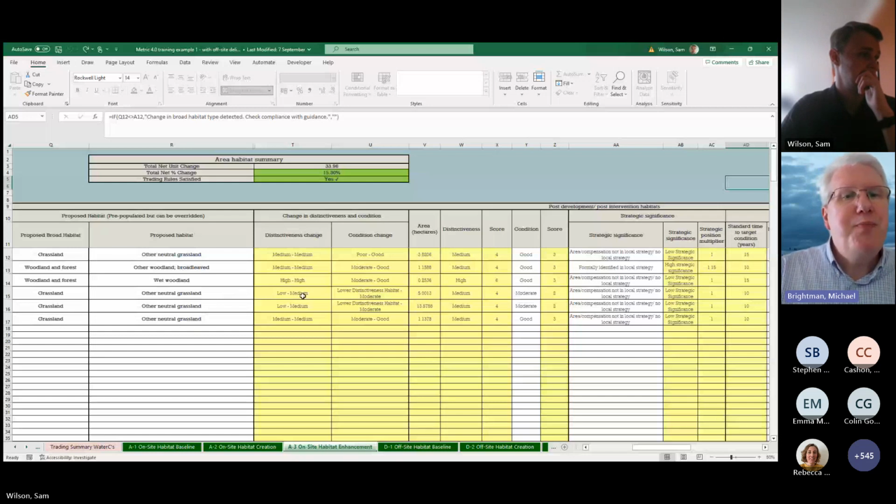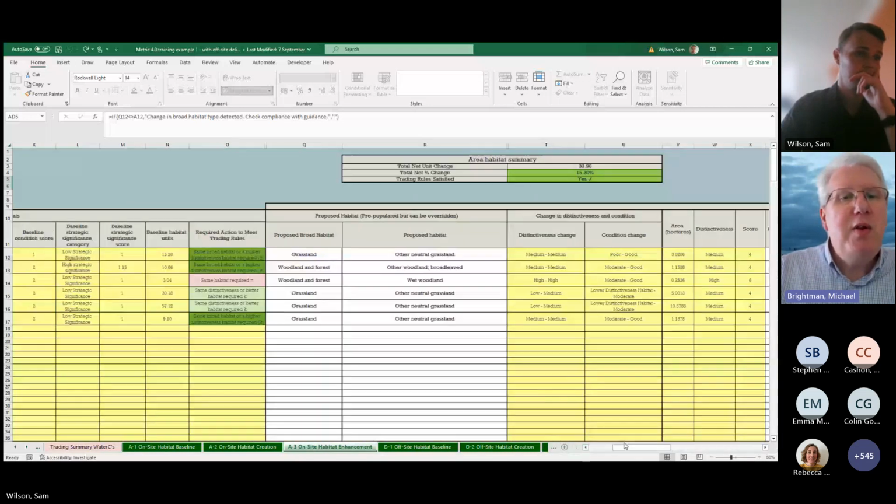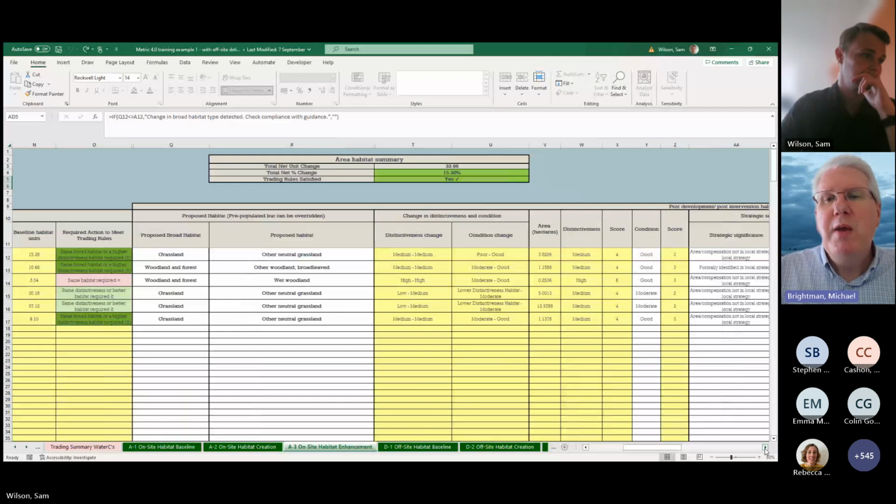So the top example there is at baseline, it's under neutral grassland, but in poor condition, and we're enhancing that in this example from poor to good. We've got some other broadleaf woodland that we're enhancing the condition from moderate to good, as we are with the wet woodland. But on the next one down, you'll see the proposed habitat of other neutral grassland, which previously was modified grassland. So here we're changing the distinctiveness from low to medium. And in doing so, that will give us additional biodiversity units.